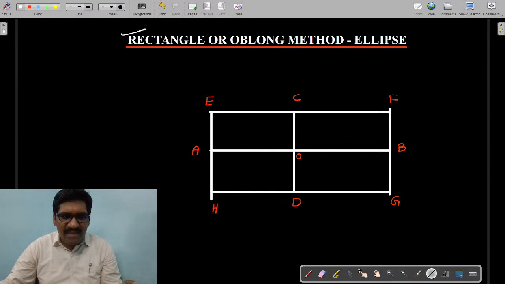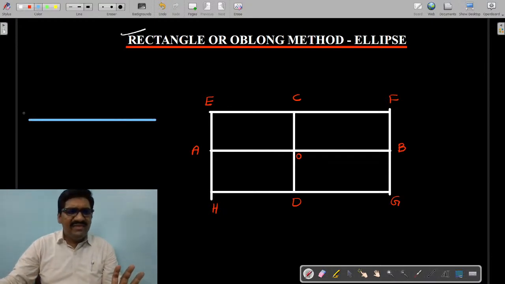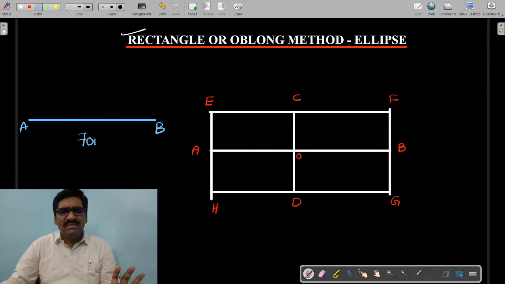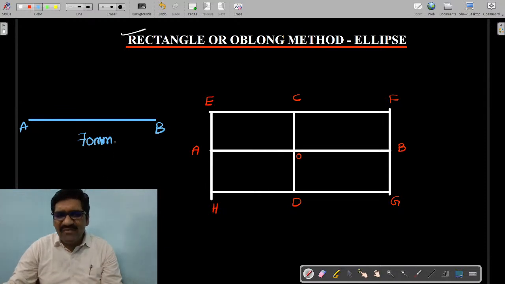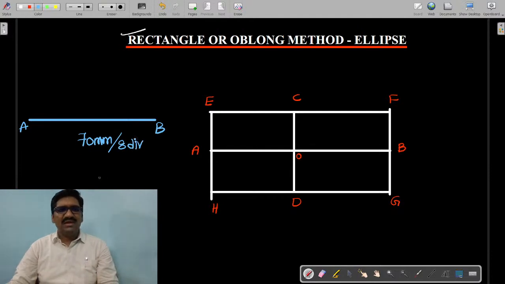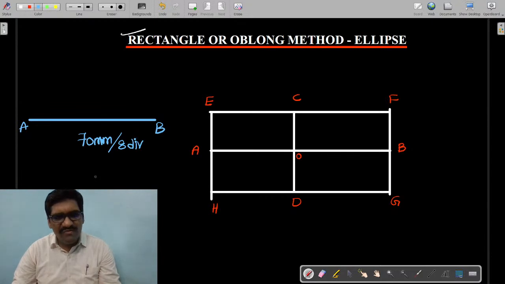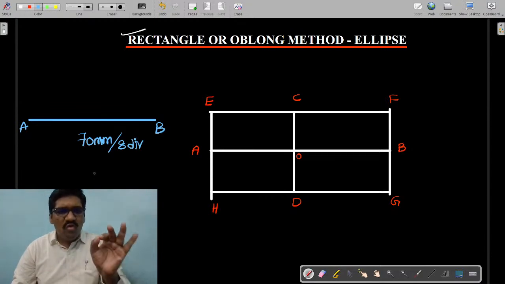Okay, I'm having a line like this. Listen carefully. Let the line be, for example, AB. Let this length be, for example, 70 mm. I want to divide this 70 mm into 8 divisions. Can you do it directly with a scale? No, because 70 by 8 will always be a decimal value. So we have to go for a method.